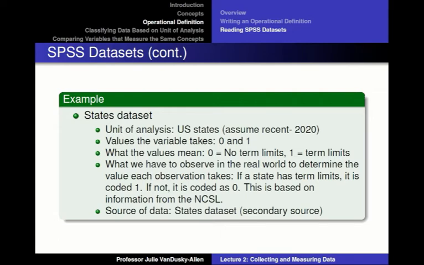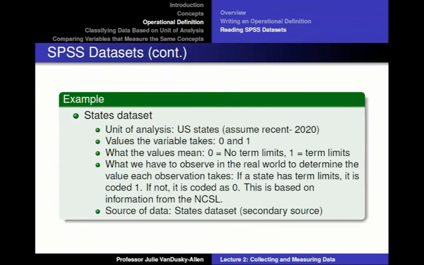For the term limits variable, we know the unit of analysis is US states. And since there's no information about the year and the dataset was released in 2020, we can assume it applies to 2020. And we know from SPSS the variable takes on the values 0 and 1, with a 0 meaning no term limits and a 1 for term limits. The only information we haven't figured out is how the authors of the dataset determine this.